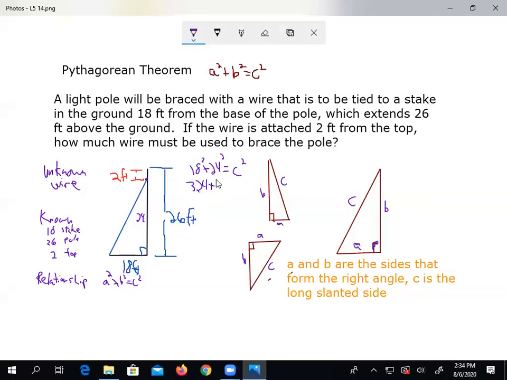24 squared, I don't see that very clearly, so I'm just going to put 24 times 24 into my calculator. That's going to be 576. And that has to equal then c squared. So remember, with an equation, you have to simplify. So I'm going to go ahead and add the 324 to the 576. I'm using my calculator there. That's going to give me 900 equals then c squared.